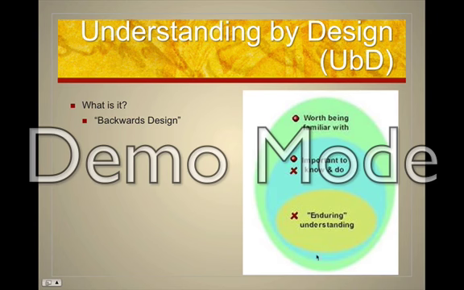Then you think about what is it important for them to know. Okay, so what type of knowledge or skills do they need to have to work with these enduring understandings? And then finally, what are some of the things that are worth being familiar with, which usually accounts for background information or factual data that contributes to the other two learning goals.